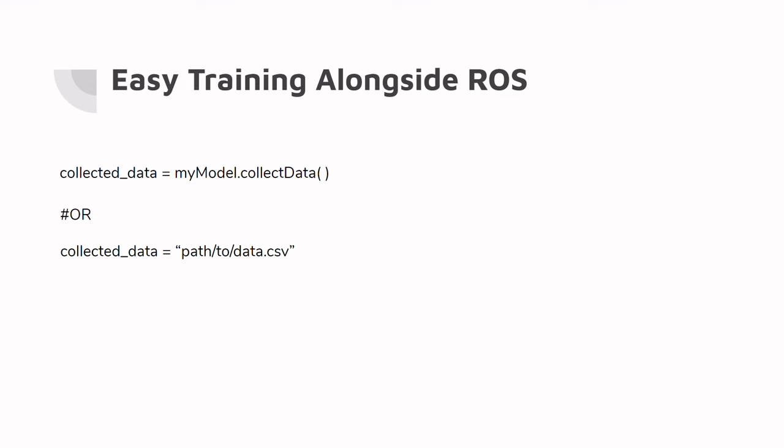Training alongside ROS is very convenient. The user specifies collected data through either a collect data method or a path to a CSV file. They can then fit the model to this data using only this reference. This is possible because the ROS model contains fields specifying which data it wants, so only these will be extracted from the file. Of course, there are plenty of more complex situations that warrant more user control.